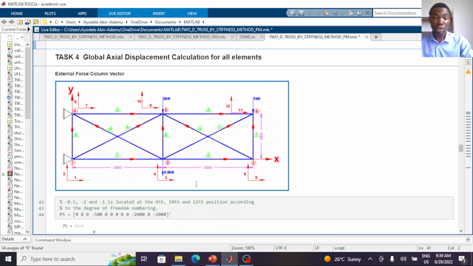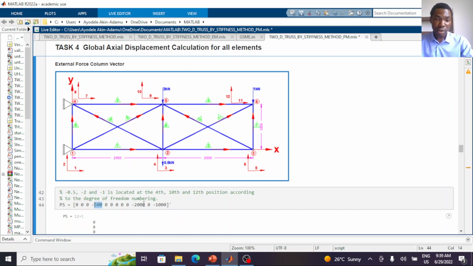Because the unit I'm using in this Matlab is Newton, I need to convert this force unit to Newton, so I multiply by 1000. That's why you see minus 500 here, minus 2000 here, and minus 1000 here. This minus 500 is at the 4th location in the matrix because the load is along the 4th degree of freedom. It's vertical and it is pointing downward, so I'm taking downward force as negative.